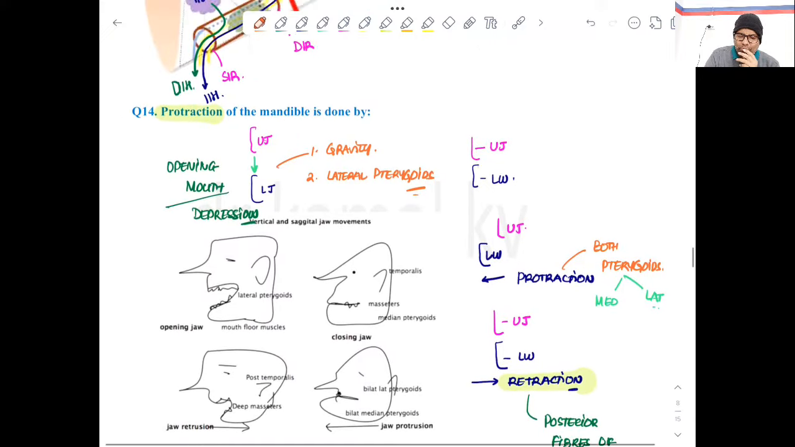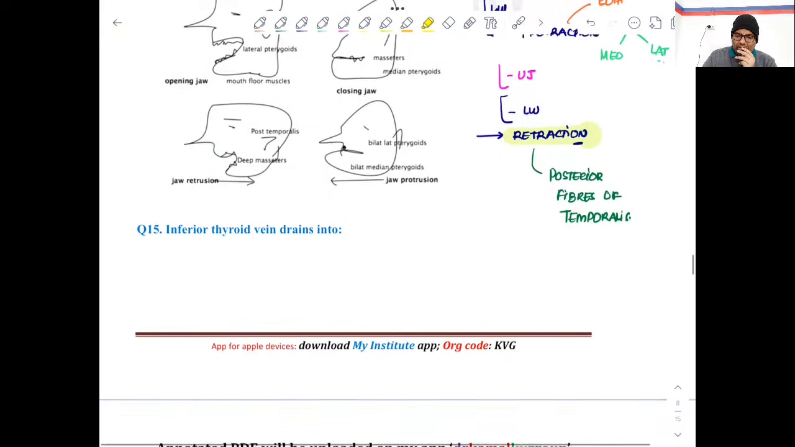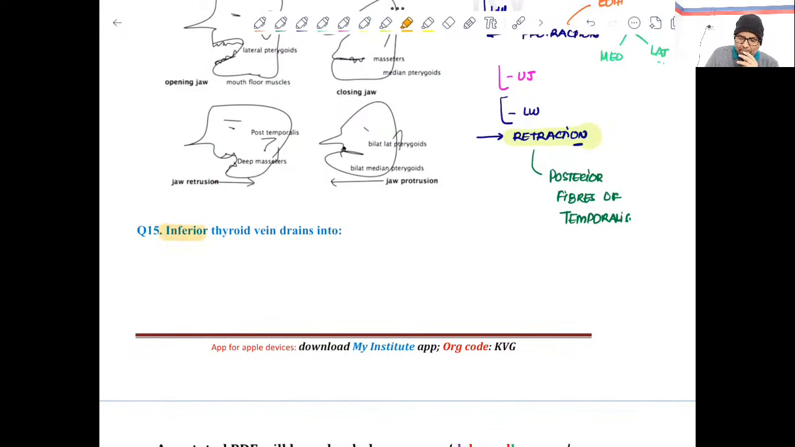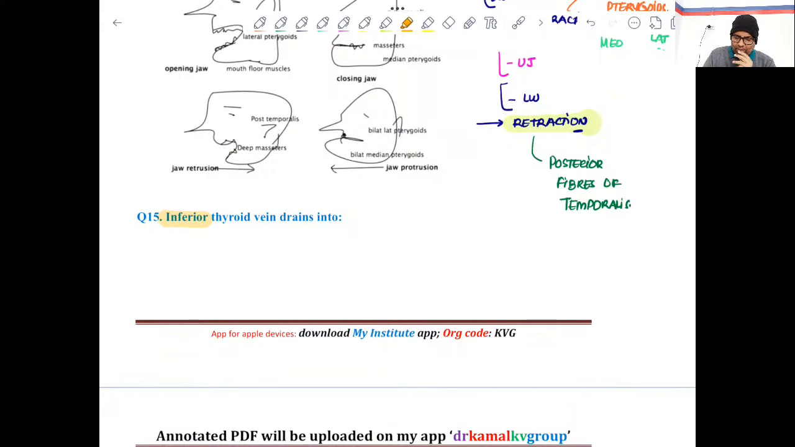And since the movement is in line with gravity, gravity also helps. Okay? Then moving forward, inferior thyroid vein. Now we know that there are three thyroid veins: superior, middle and inferior. Okay? On both the sides. Superior, middle and inferior. Clear? So this is superior, middle and these are inferior.